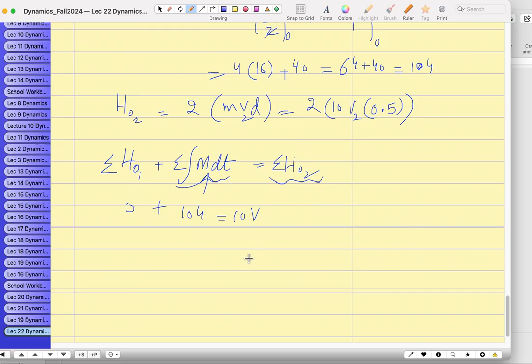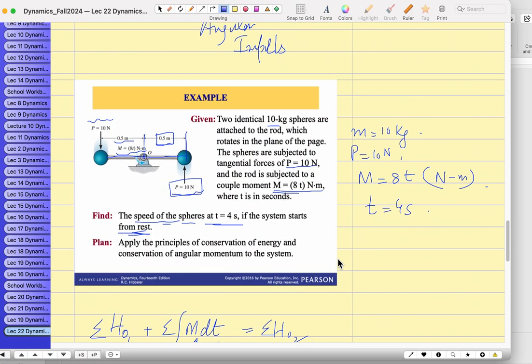Can you solve for this now? V equals 10.4 meters per second. So this is your answer. After 4 seconds, each sphere will have a tangential speed of 10.4 meters per second.